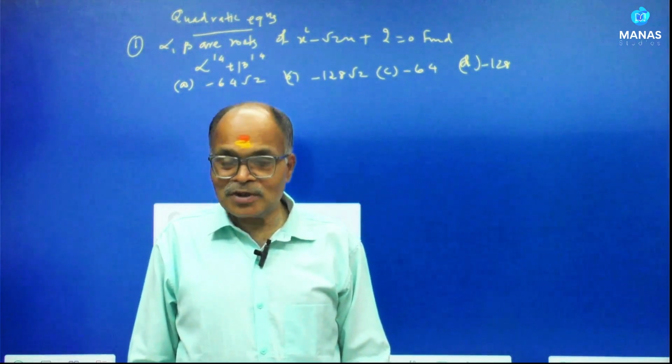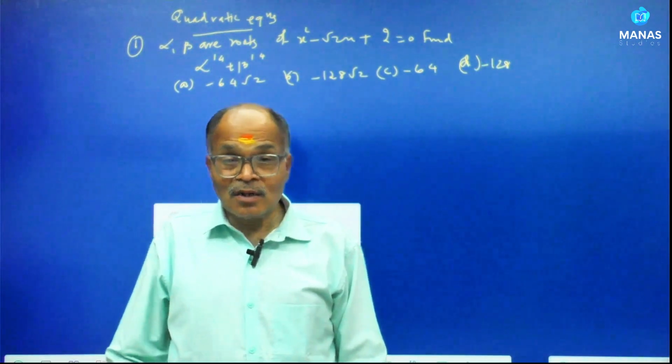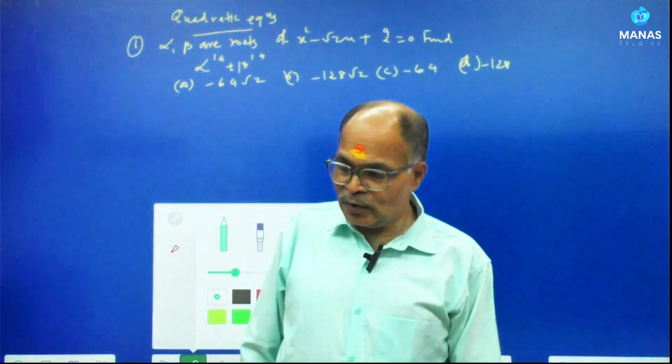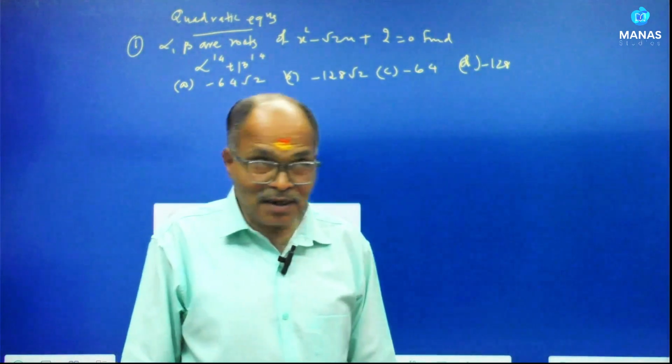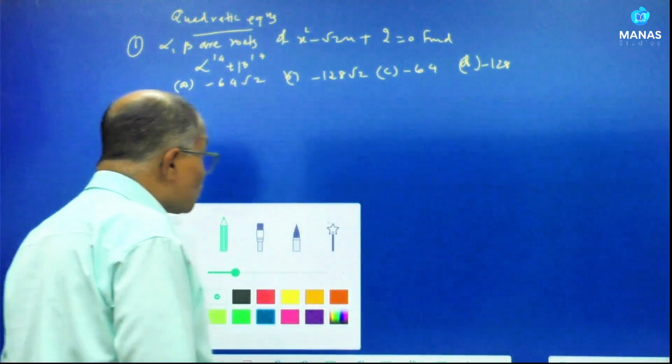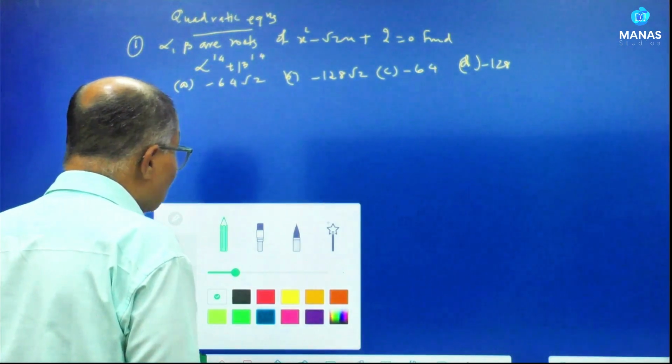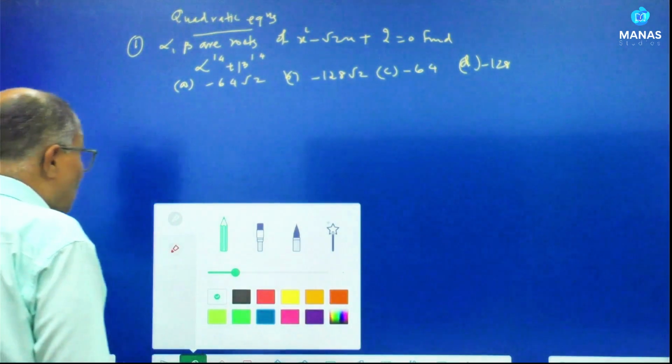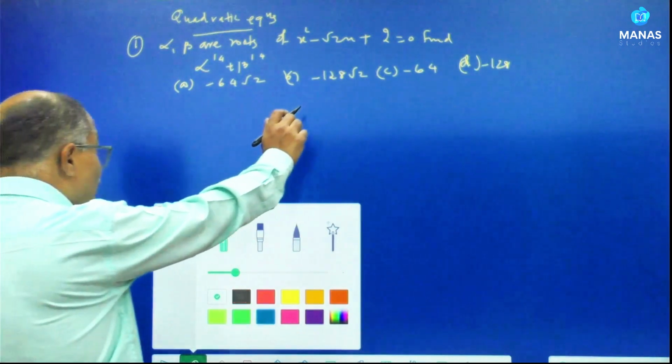Today I am going to do chapters from quadratic equation. Questions from quadratic equation. These questions are from IIT and JEE level. First question is on the screen. Alpha, comma beta are the roots of this equation. Find alpha power 14 plus beta power 14.